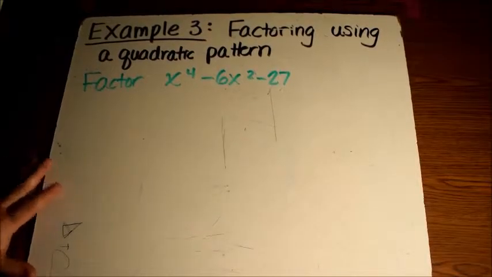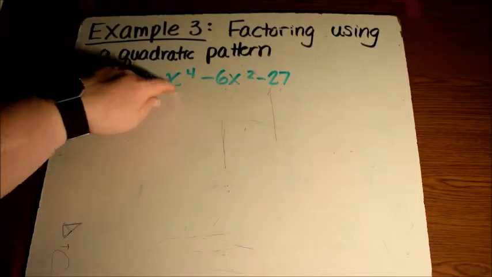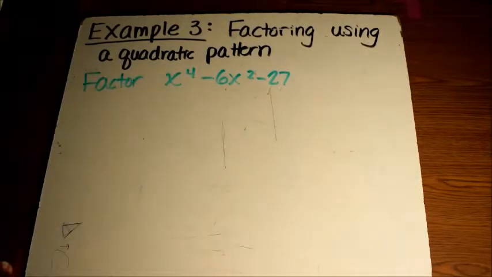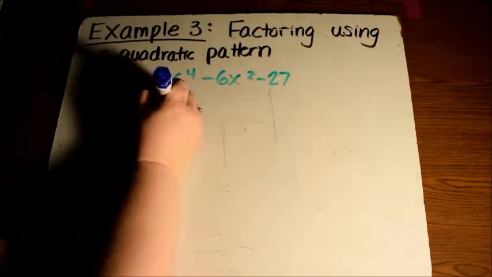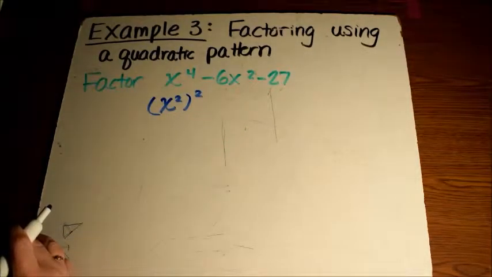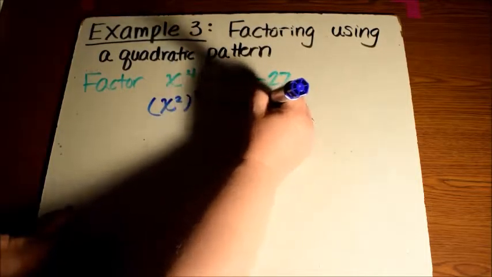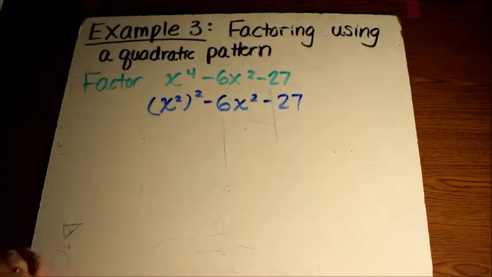All right. This is going to be a bit of a challenge, but I know that you're ready for it. All right, this doesn't look like a quadratic, but it says that it's a quadratic, doesn't it? x to the 4th minus 6x squared minus 27. Let's look for a pattern. x to the 4th is really x squared squared, right? And then minus 6x squared minus 27.